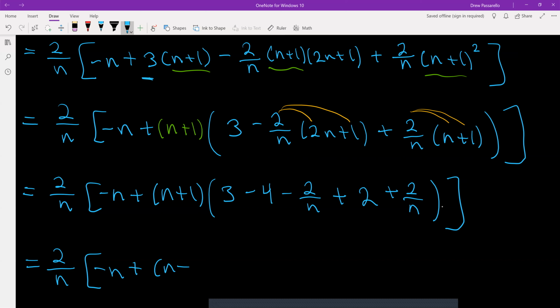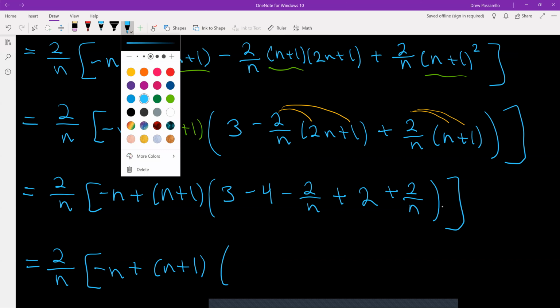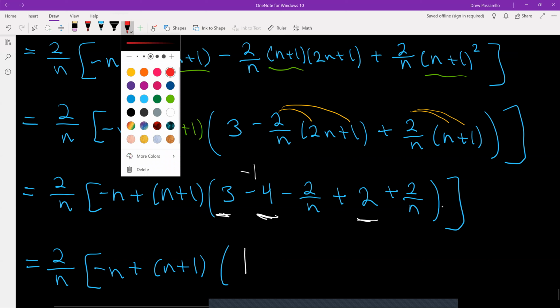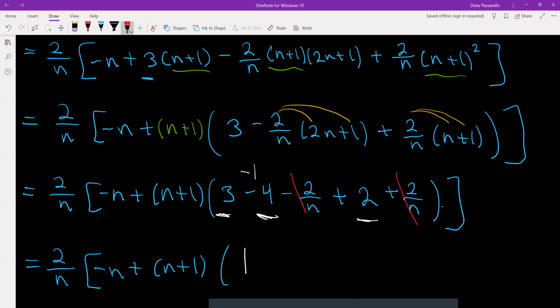So this problem just takes a lot of algebra. All right, what are my like terms? Let's see, so I have 3 minus 4, that's negative 1, and then I have plus 2. So negative 1 plus 2, that's going to give me 1. And then I have a negative 2n and a positive 2n. So these cancel out. So it's just 1.